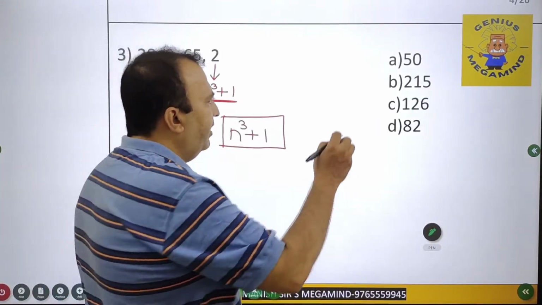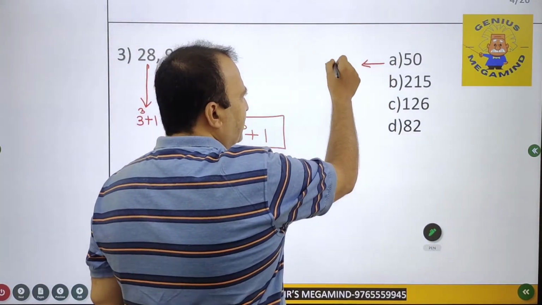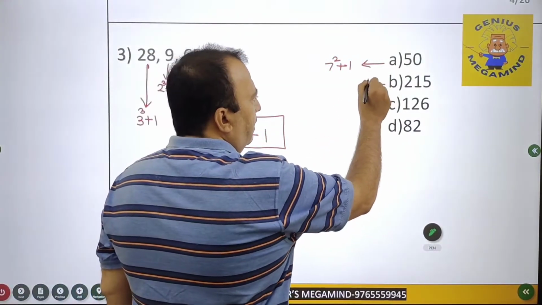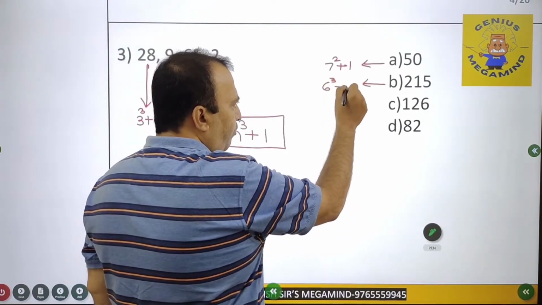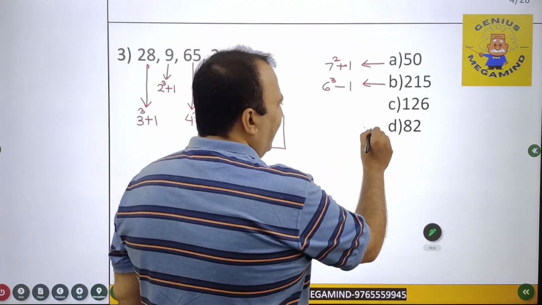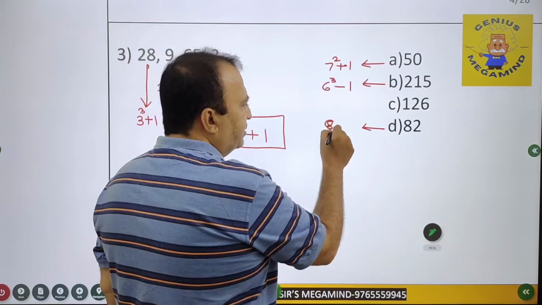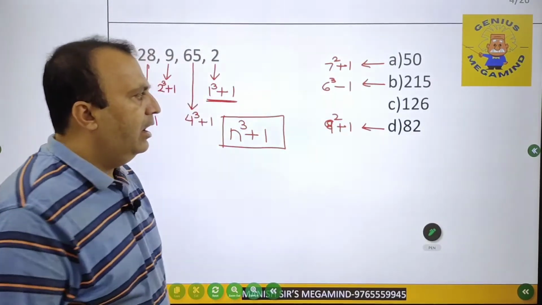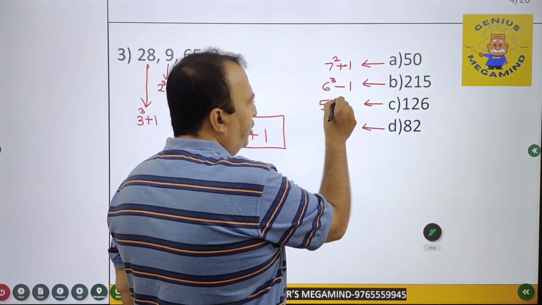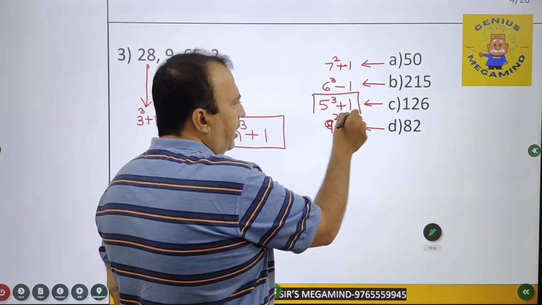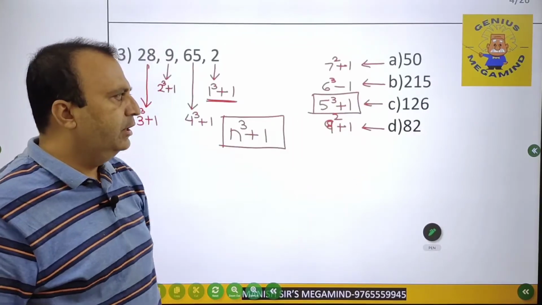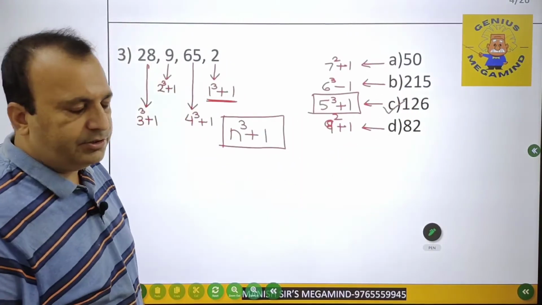Now over here, if I just check it out, this looks to me as 7 square plus 1, my friends. So this is not possible. Then 215 can be written as 6 cube minus 1. So 6 cube is what? 216, minus 1, 215. Now 82 can be written as 9 square plus 1. Fine. And last but not the least, 126, my friends, can be written as 5 cube plus 1. So over here I am finding the same formula, that is n cube plus 1. 5 cube plus 1 is 126. So C is the answer for this question.